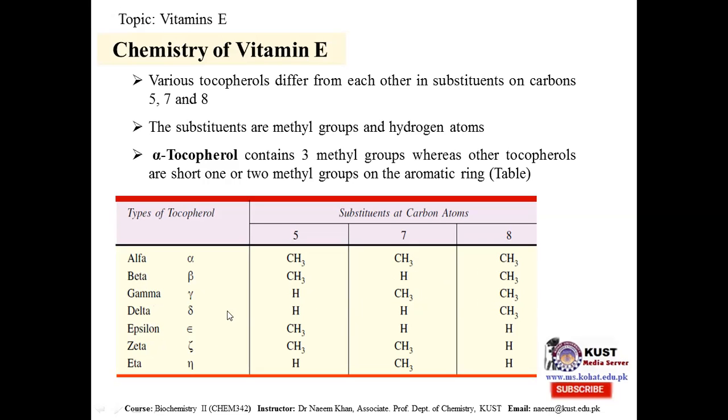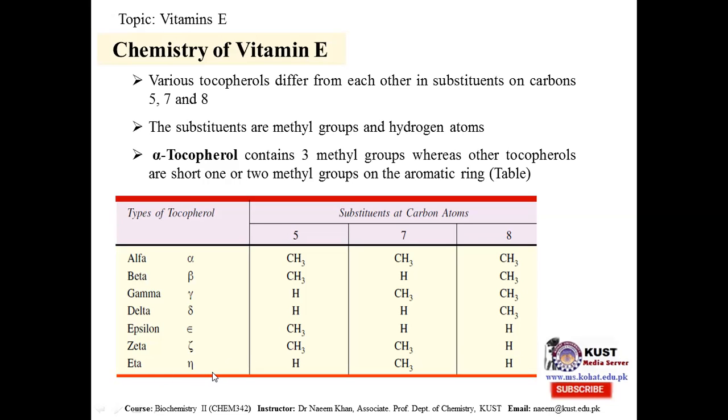In case of delta forms, carbon number 5 and 7 are not having methyl groups. Both these positions are occupied by hydrogen. Epsilon form contains a methyl group at carbon number 5, but 7 and 8 positions are occupied by hydrogen. Zeta form contains methyl groups at 8, 5 and 7, but carbon number 8 is having hydrogen.